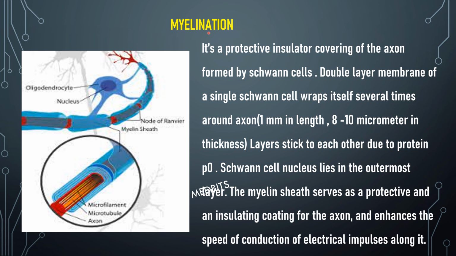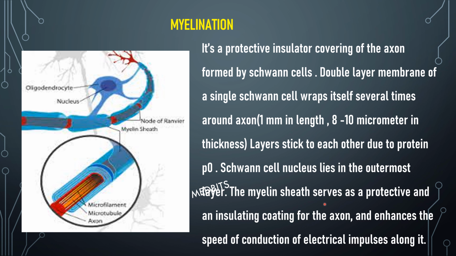Now let's discuss myelination. It's a protective insulator covering of the axon formed by Schwann cells. The double layer membrane of a single Schwann cell wraps itself several times around the axon. As you can see inside the bracket here, 1 millimeter in length, 8 to 10 micrometer in thickness. Layers stick to each other due to protein P0. The Schwann cell nucleus lies in the outermost layer.